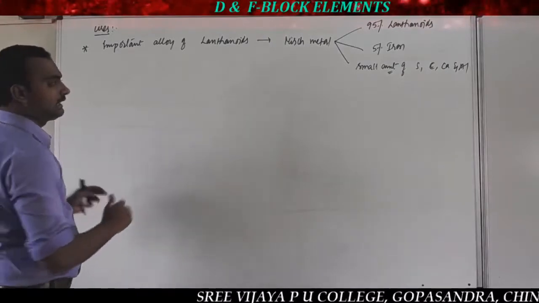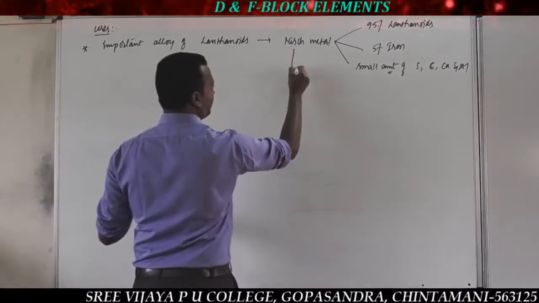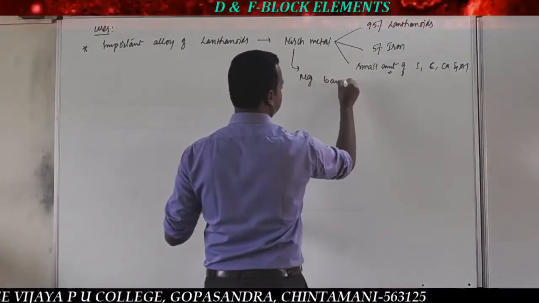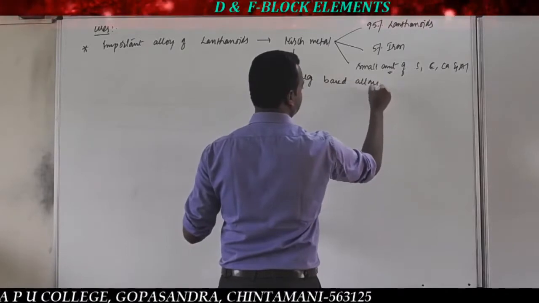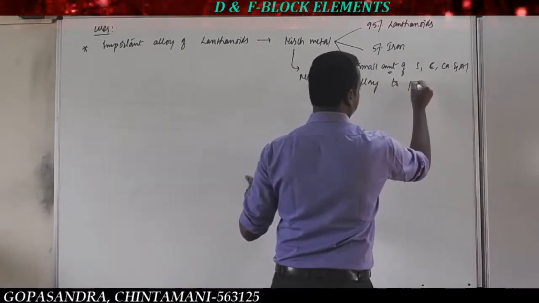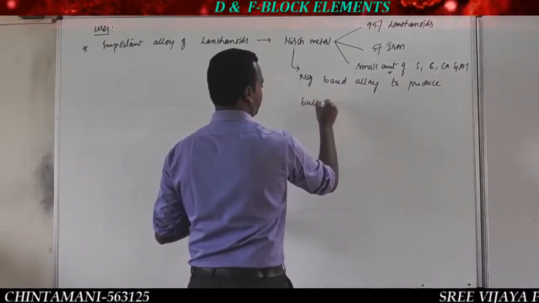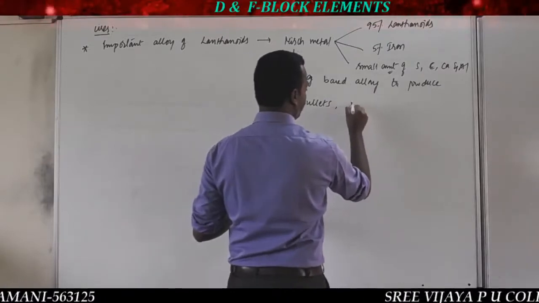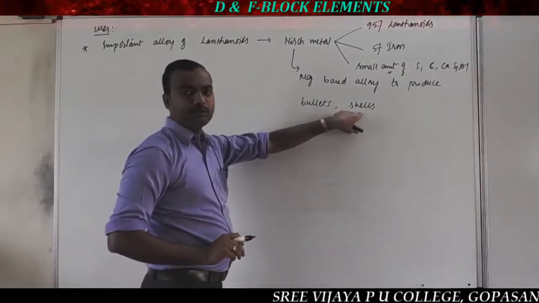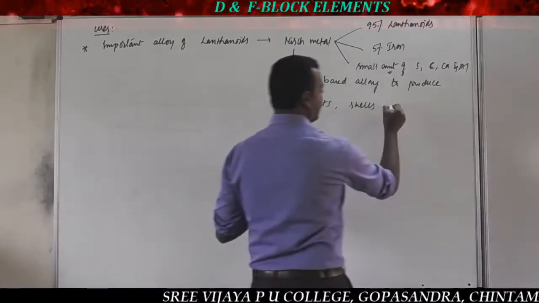This mish metal is used in magnesium-based alloys, to produce bullets and shells, which are used for protection, and also in lighter flints.